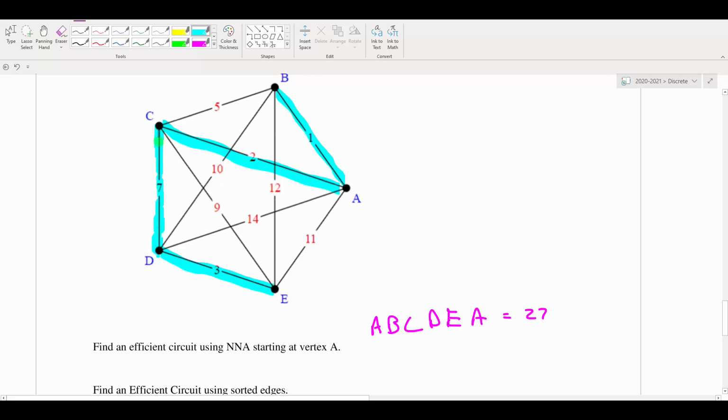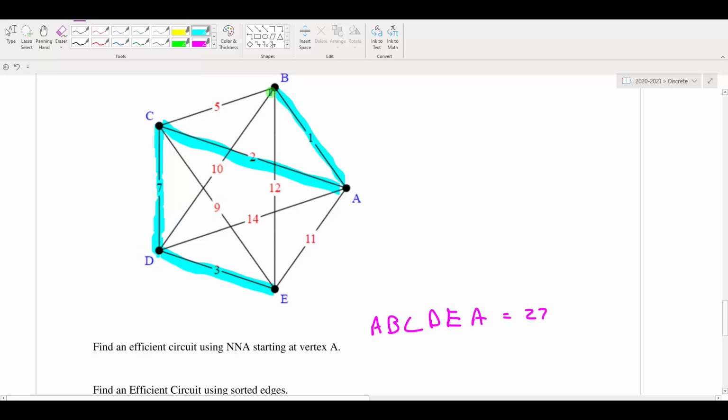And that one is okay. It didn't create anything with a degree of 3. So this one's degree 2, this one's degree 2, this one's degree 2, so we're good. All right, next shortest edge is the 9. I can't do that one. That would complete a circuit.